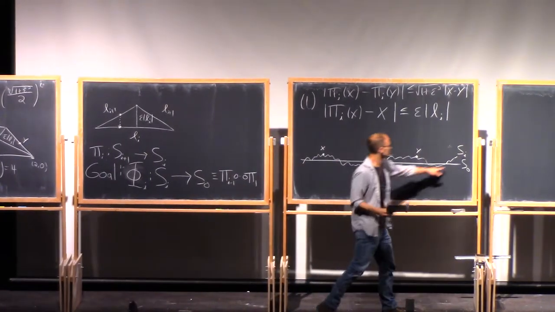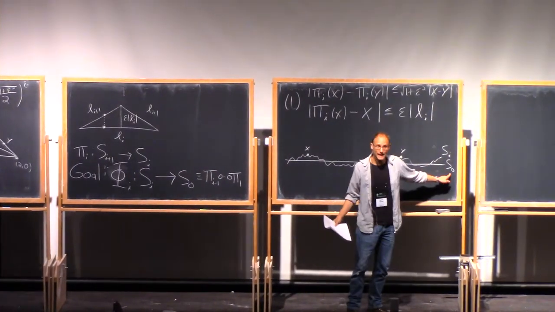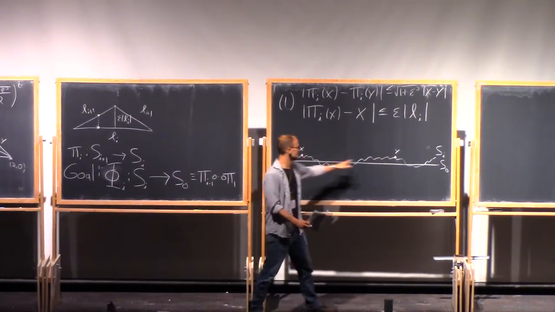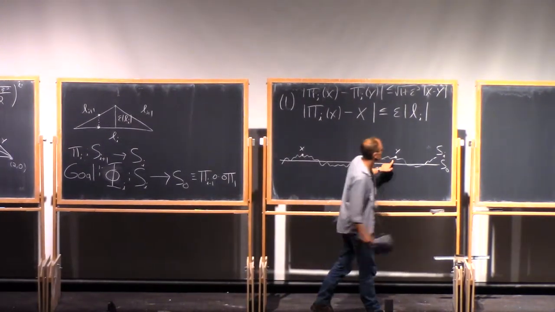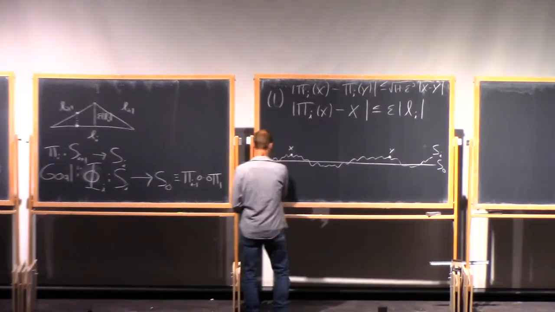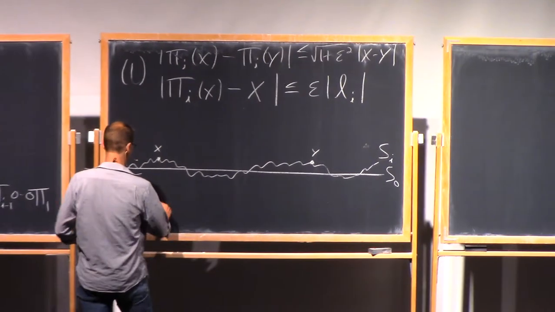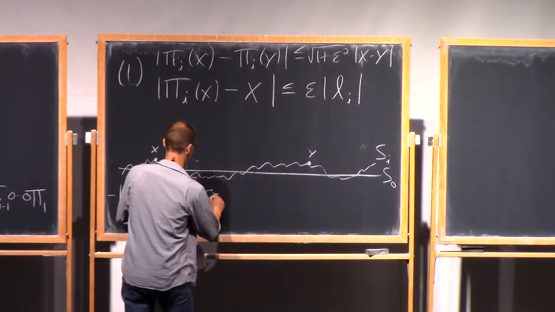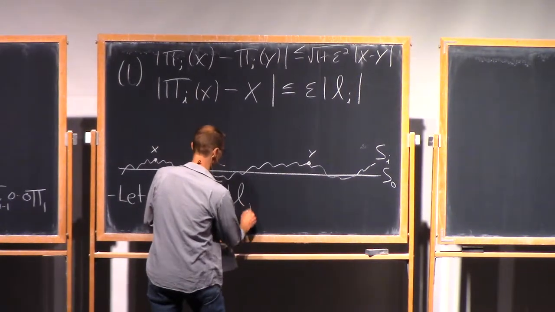I want to introduce two scales in front of us. We have our i, which is where we're at. We have the naught, which is where we're heading. And in fact, we have an in-between scale, which is roughly the distance of these two points, which may not be comparable either to Li or L naught. So what we want to look at is to let |X minus Y| be approximately Lj.